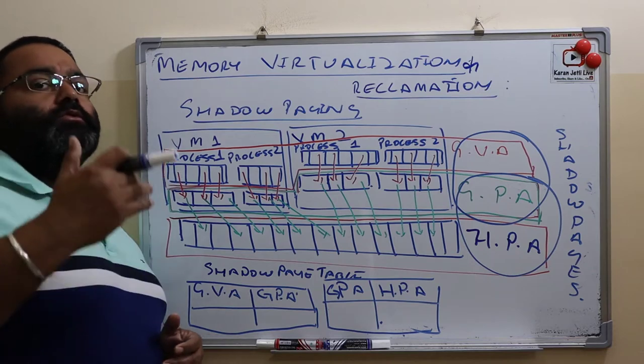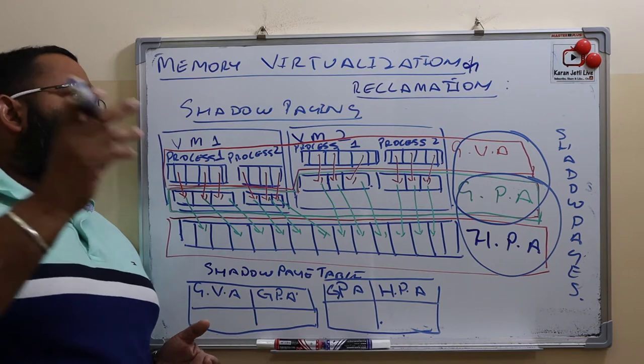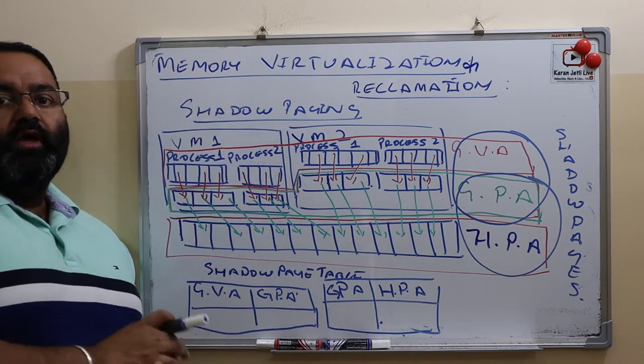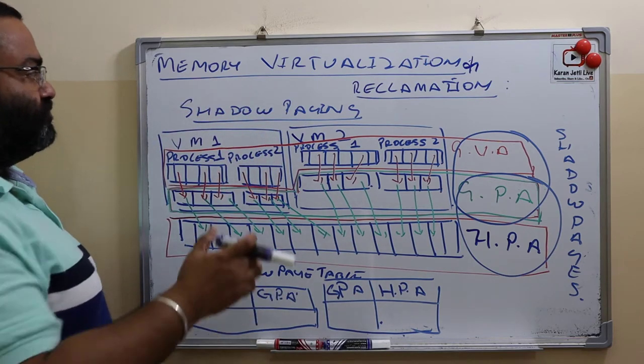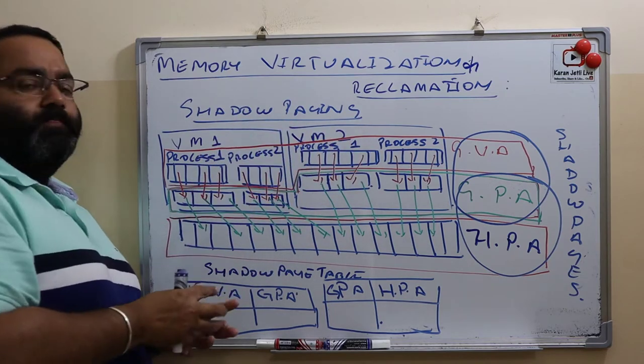Now I'll walk through this diagram with you. Okay, now we will study the software approach that is called shadow paging. Now guys, suppose these are our two virtual machines, VM1 and VM2.